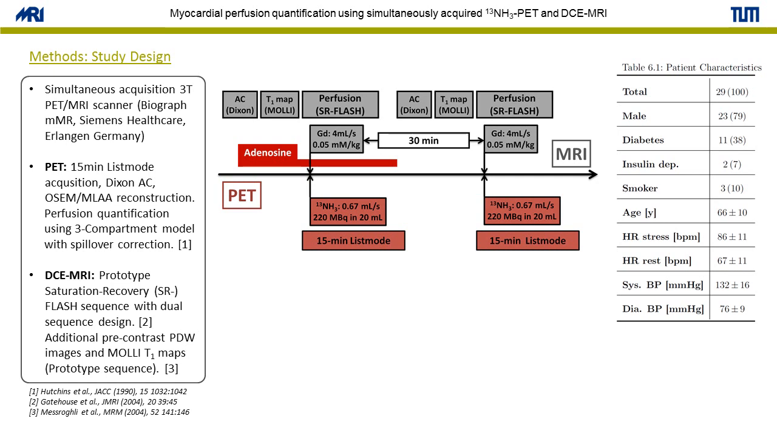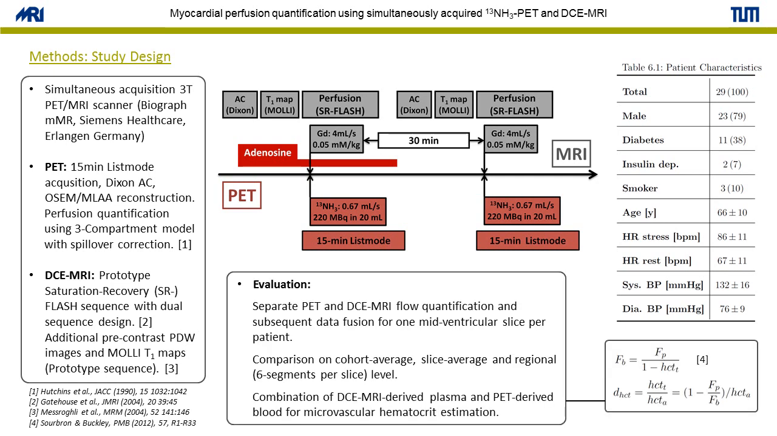On the MRI side, a prototype saturation recovery flash sequence was used with dual sequence design for separate acquisition of the arterial input function. Additional pre-contrast proton density weighted images and MOLLI T1 maps were acquired for surface coil intensity correction and signal nonlinearity correction.